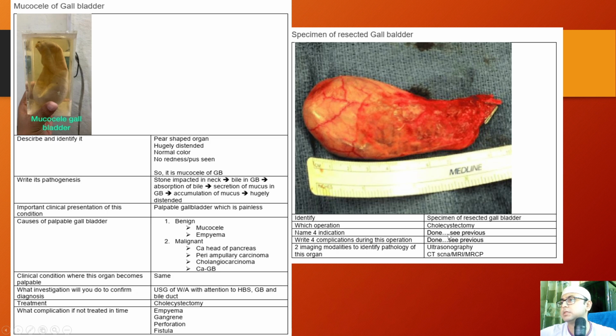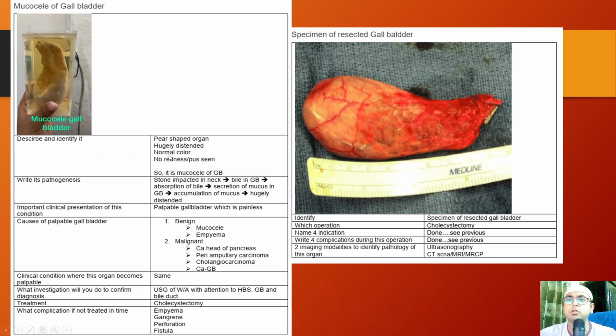So this is the resected specimen. Cholecystectomy has already been done, because you can see the gallbladder is resected. And if you are asked what two investigations you will do to detect gallbladder disease, that is ultrasonogram and also the MRCP or CT scan.